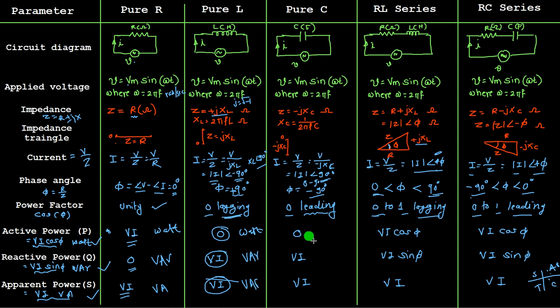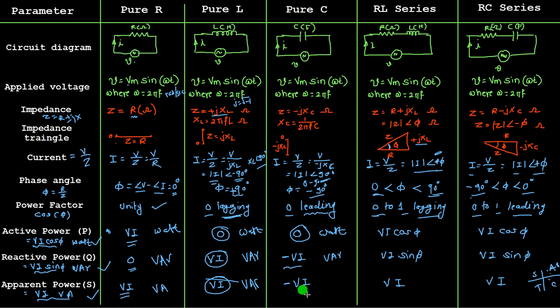Here in the pure capacitance, cos of 90 is again 0. So VI cos phi is 0 watt. And VI sin phi, sin of 90 becomes 1, so it is VAR, but you have to treat it as minus VAR. Why? Because it is sine of minus 90, and sine of minus 90 is minus 1. So it is a minus VAR.